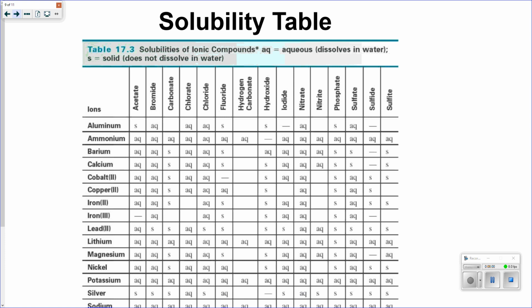Now, your sheet is slightly different than the table that I have up here. On the upper left-hand corner of your sheet, it says an I is insoluble and S is soluble.